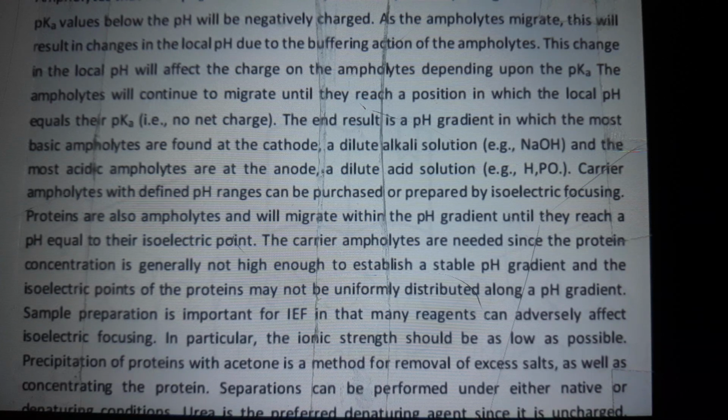The end result is a pH gradient in which the most basic ampholytes are found at the cathode, a dilute alkali solution, for example sodium hydroxide, and the most acidic ampholytes are at the anode, a dilute acid solution, for example H3PO4. Carrier ampholytes with defined pH ranges can be purchased or prepared by isoelectric focusing.